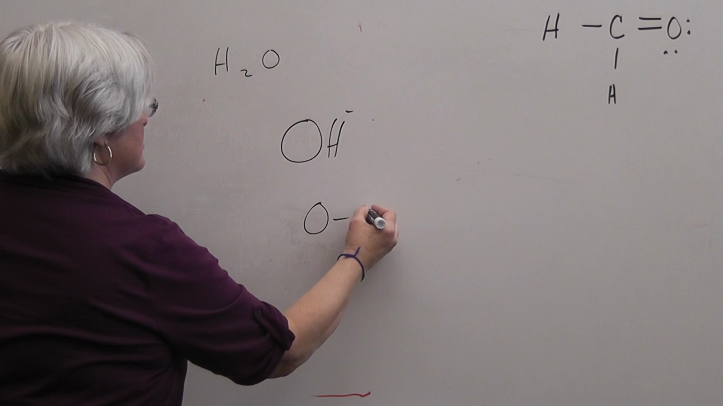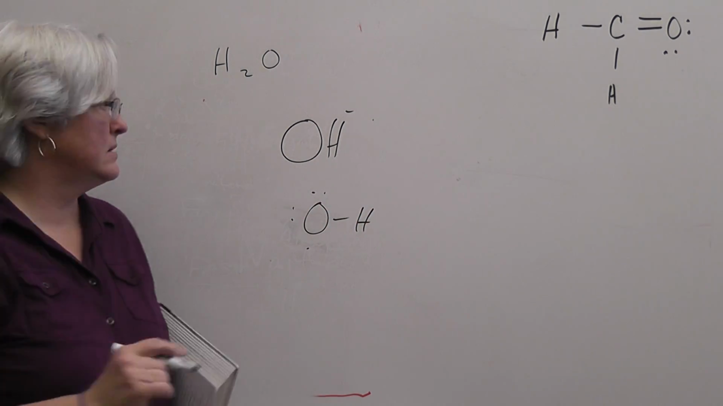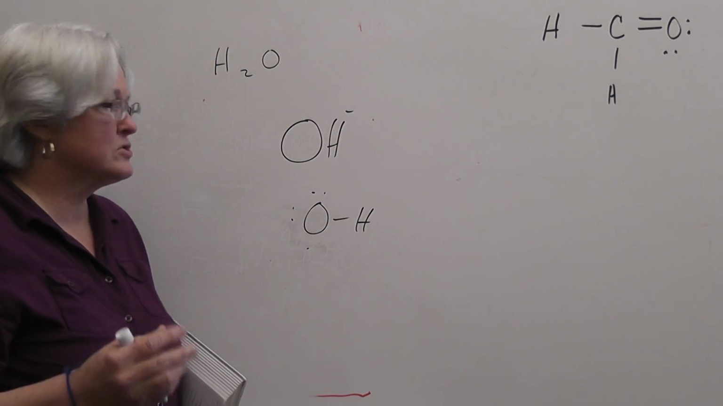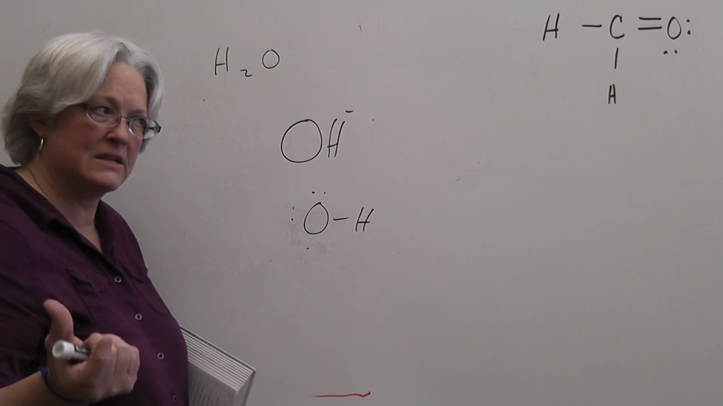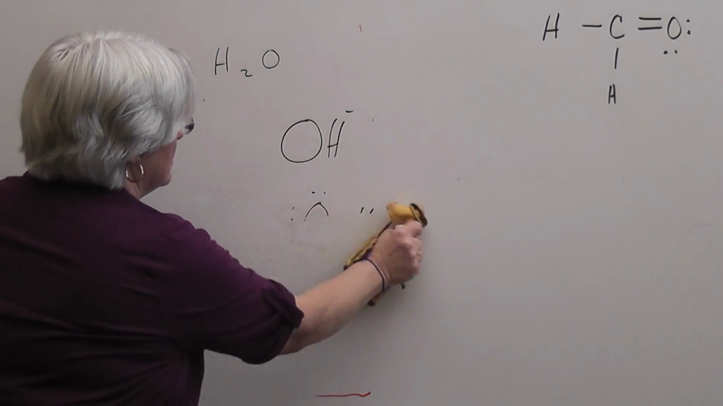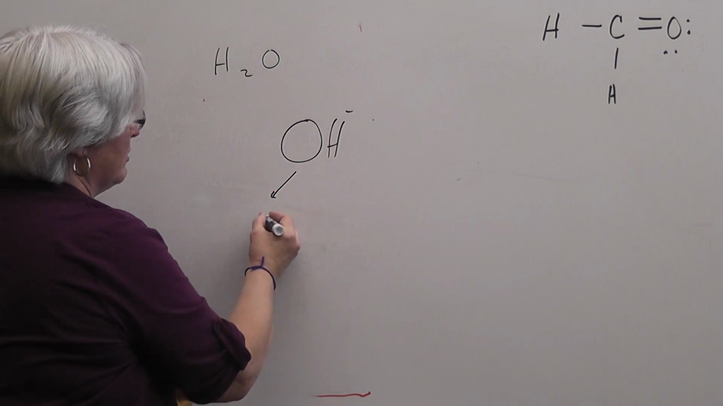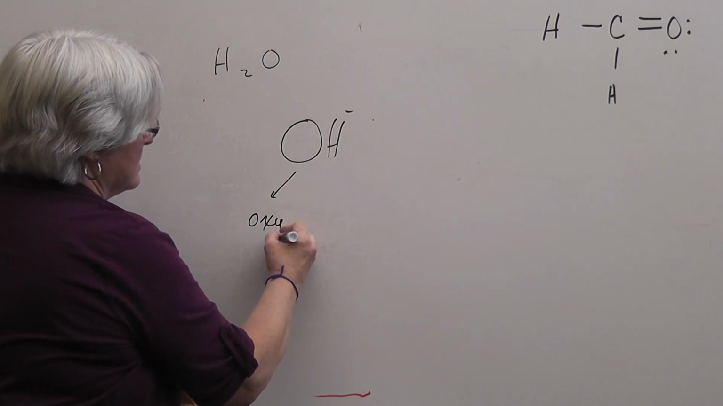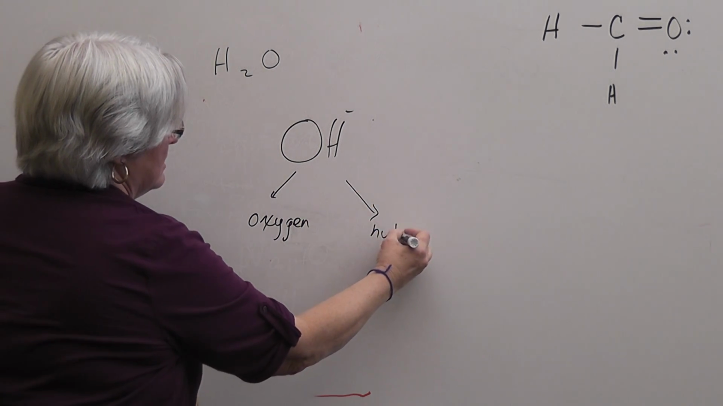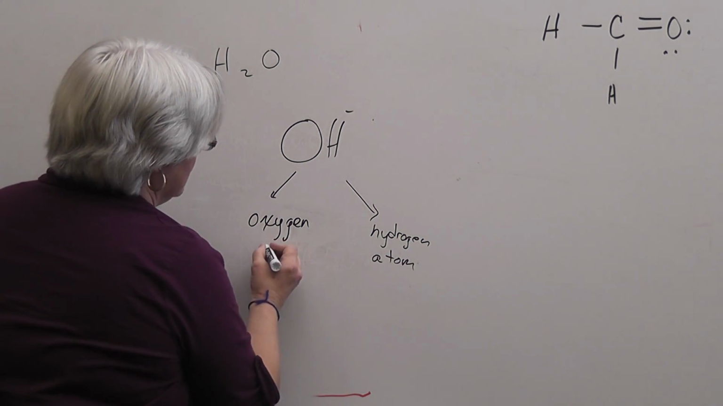Because its Lewis structure has this one spot here, it's looking for an electron, so it has a -1 charge to it. Because this ion has more than one atom in it, it comes from an oxygen atom and a hydrogen atom, poly is many.